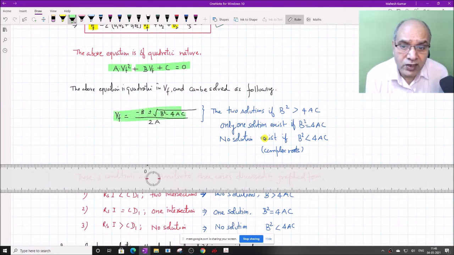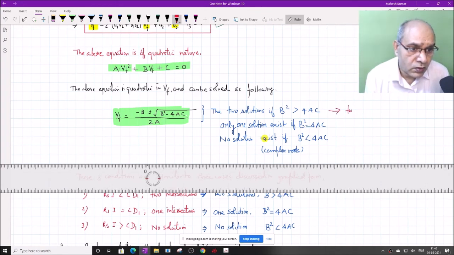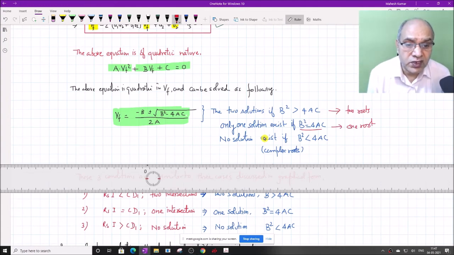Okay, and as you can see from this equation, again there are three conditions. Number one, whether B square is greater than 4AC, then there are two roots. This corresponds to two roots, so there are two solutions. Then B square equal to 4AC, only one root. And when B square is less than 4AC, the roots are complex, and hence there is no physical solution of this equation.